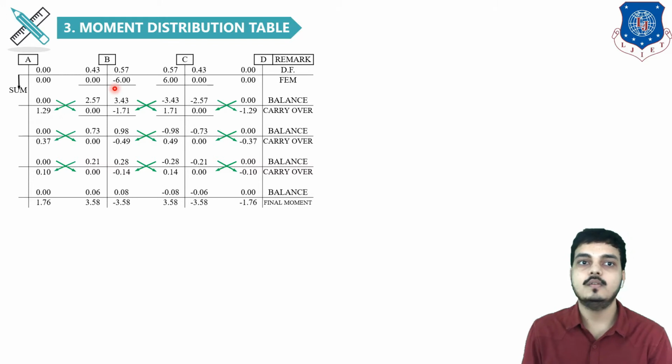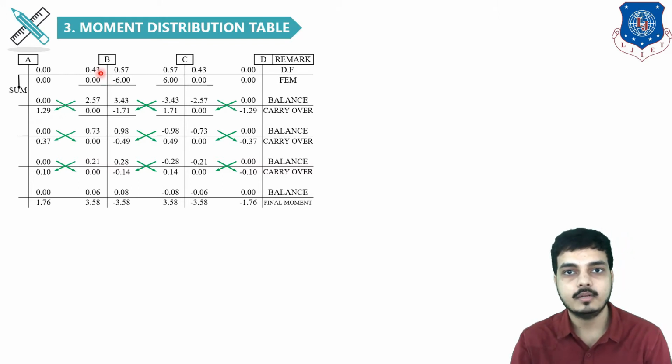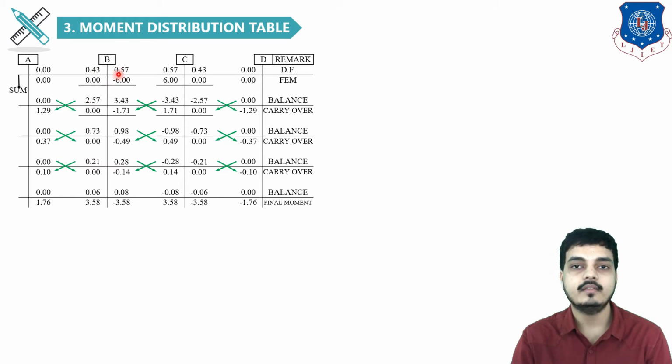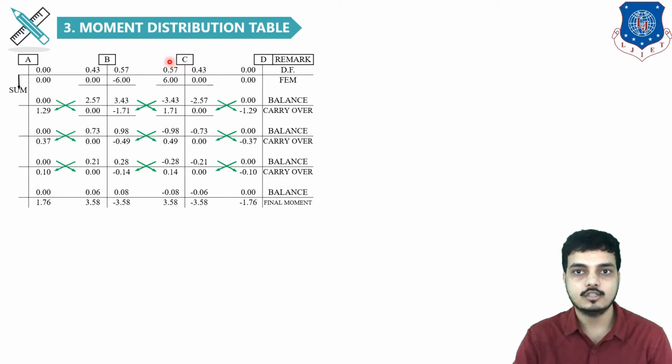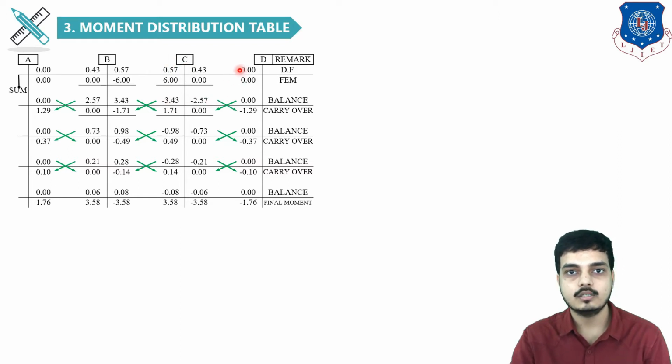Minus 6, sign change will be plus 6, and then multiplying with 0.43, I will be getting 2.57. Multiplying with 0.57, I will be getting 3.43. Similarly, 6 plus 0 is 6. Sign change and multiply with 0.57, the value will become negative. And 0 multiplied by 0 and 0 multiplied by 0, ultimately both values will be 0.